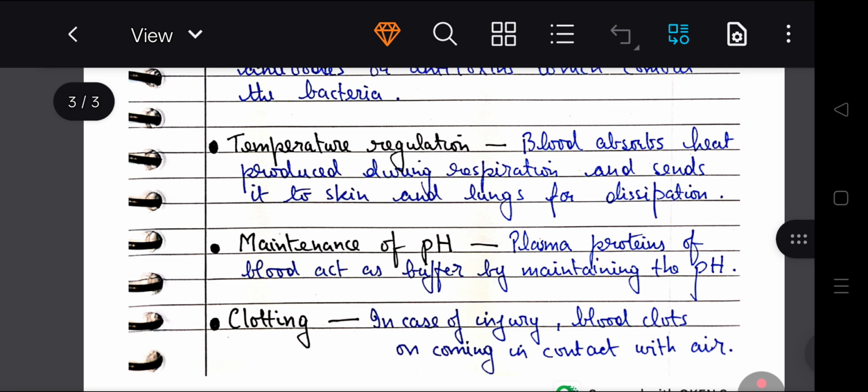And the very important point is clotting. Blood helps in clotting. In case of injury, blood clots on coming in contact with air. That also we will study later in part 2 or part 3. That clotting is one of the major functions of the blood.